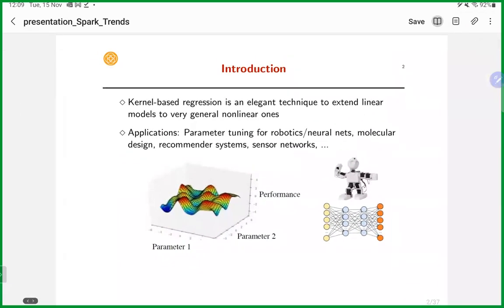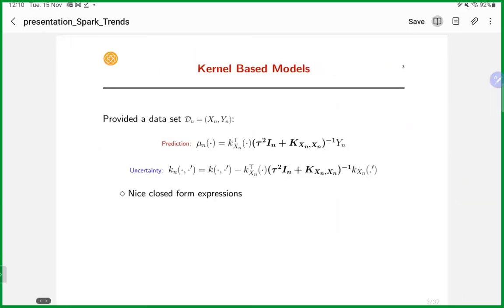Kernel-based regression is a very popular technique in practice to extend linear models to very general nonlinear ones. It has vast applications in different fields, from parameter tuning in neural networks and machine learning in general, molecular design, recommendation systems, and sensor networks. So the general idea is that given a data set from a nonlinear function, we can derive closed-form prediction and uncertainty estimates for this function.